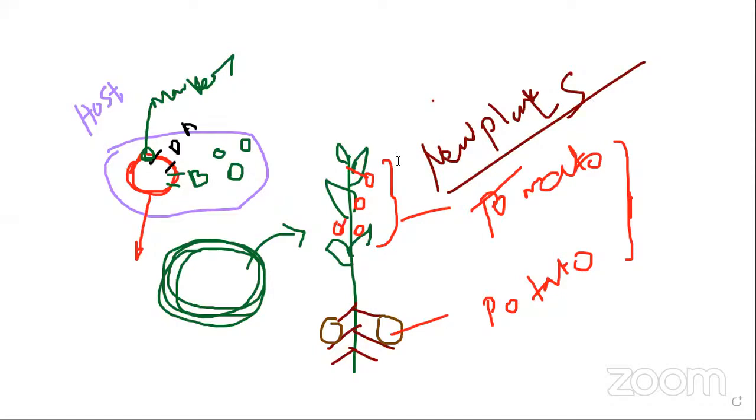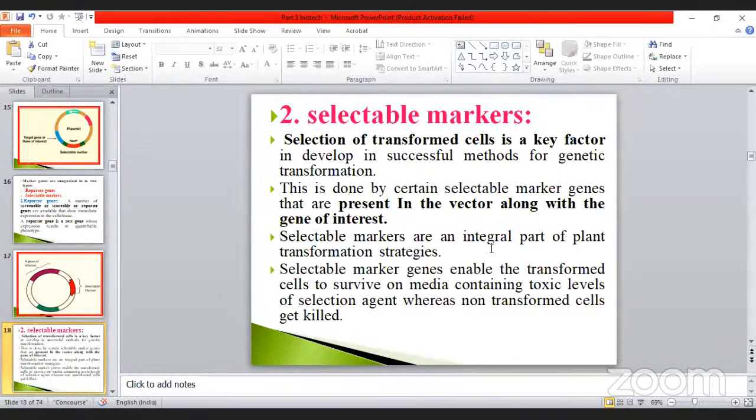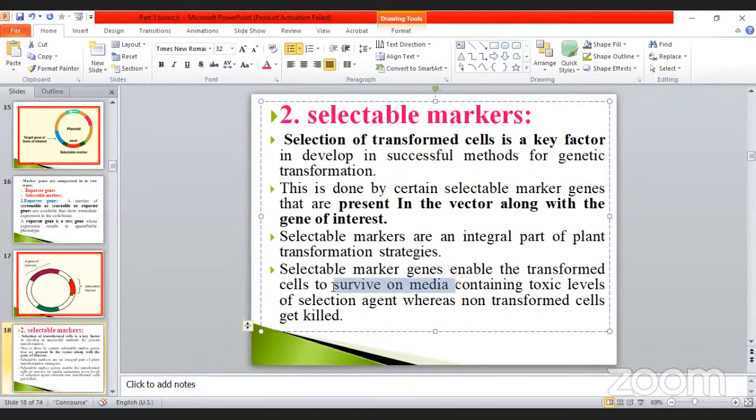The selectable markers are an integral part of the plant transformation strategy. Selectable marker genes enable the transformed cells to survive on media containing toxic levels of selection agents, whereas non-transformed cells get killed. So this is very important. Sometimes they may not survive because of the culture medium. In the media, mostly agar was used.